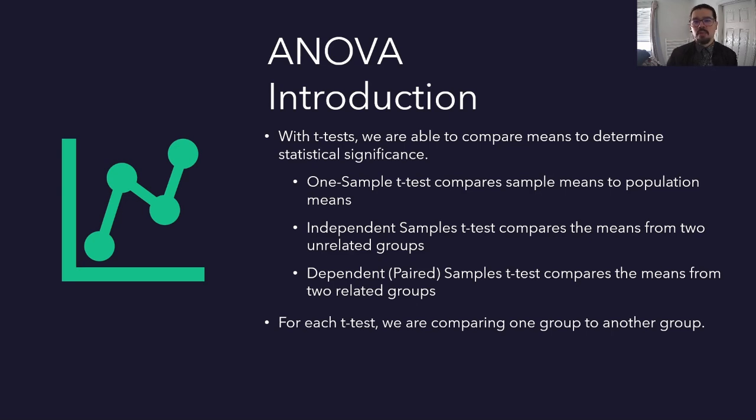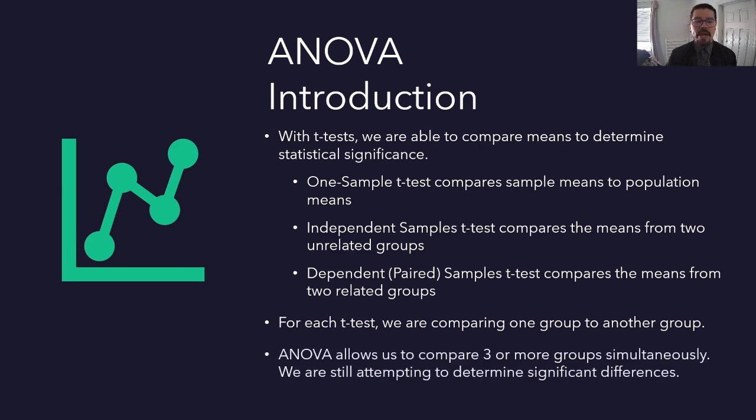However, what happens when, as behavioral scientists, we want to compare more groups? We don't want to just compare two, we want to compare three or more. That's where this new test is coming in. That's where we have the ANOVA. ANOVA allows us to compare three groups simultaneously. And the goal is still effectively the same, where we are trying to determine statistical significance.